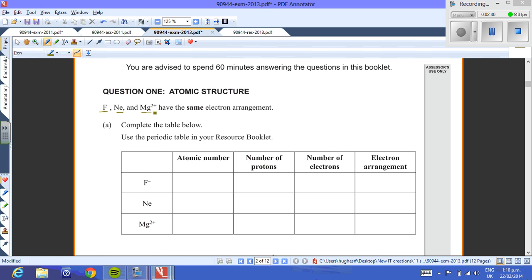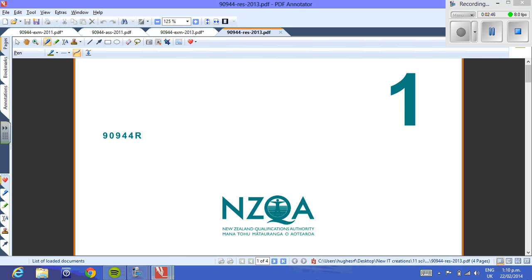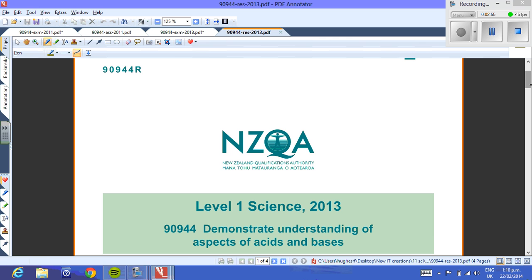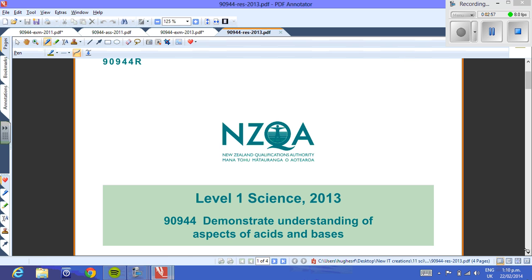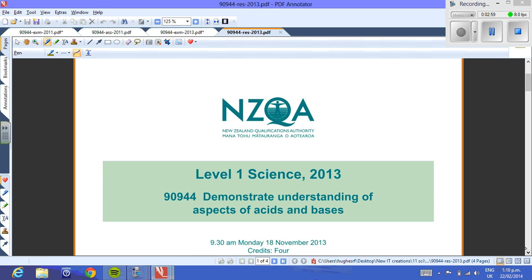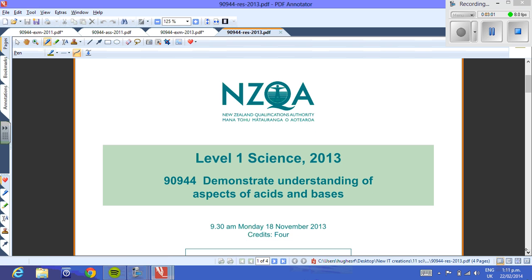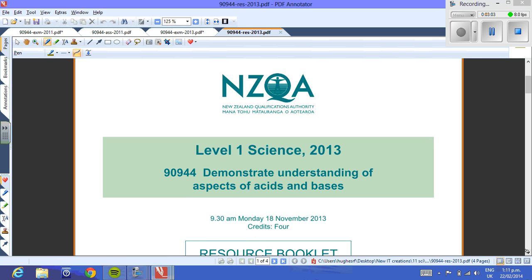They give you this table to fill out, and they tell you to use your periodic table as a resource. I've also got the resource booklet open here, and we'll use that where appropriate. The resource booklet is in green there. You can see the text, and if we scroll down through it, there's level 1, 2013. I just grabbed this from this year's exam paper: demonstrate understanding of acids and bases.